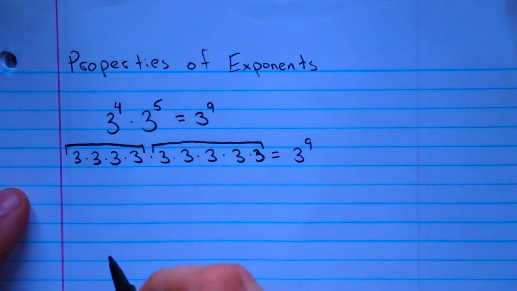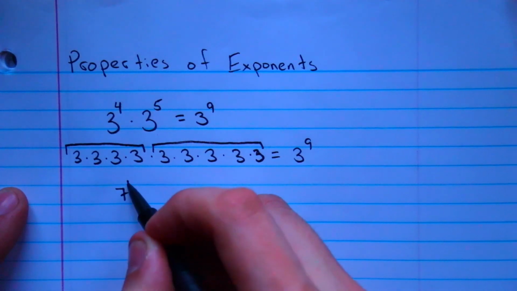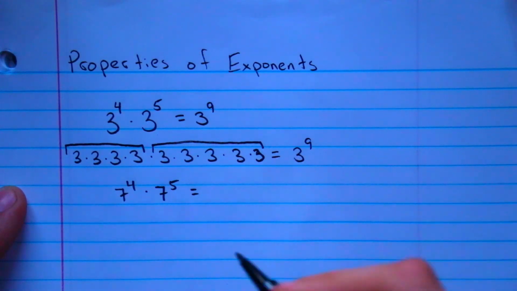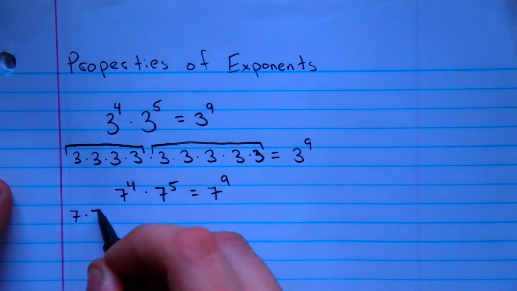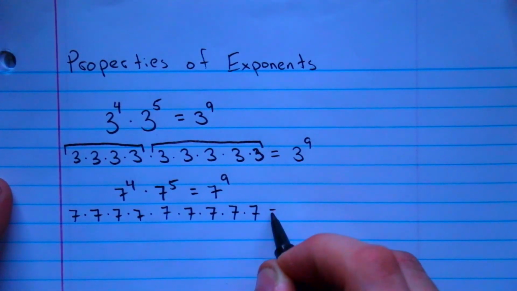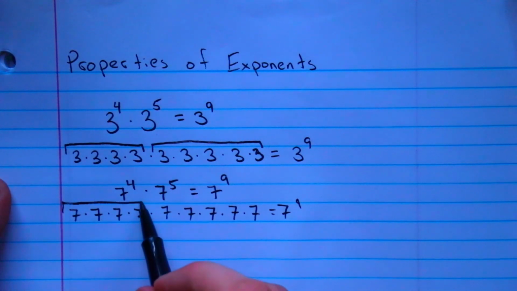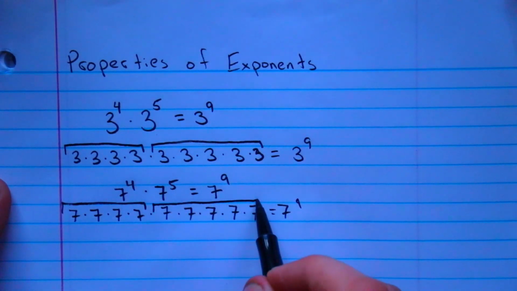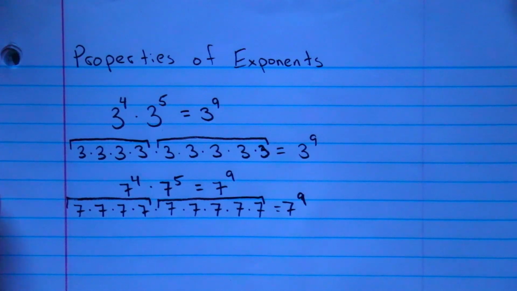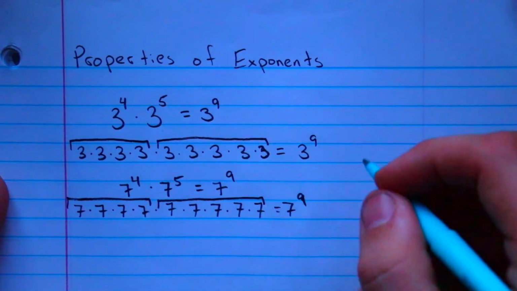Then we also notice that, hey, guess what? It doesn't matter that this is a 3. For example, if it said 7 to the 4th times 7 to the 5th, the pattern wouldn't change. We would still have 7 to the 9th, because this is saying the same exact thing. We have 4 7s being multiplied together times 5 more 7s being multiplied together. So in total, we are multiplying 9 7s together. It doesn't matter what that base number is, as long as it's the same.